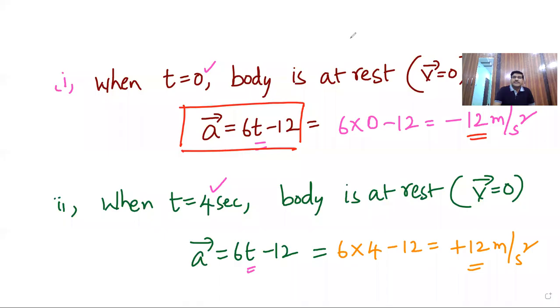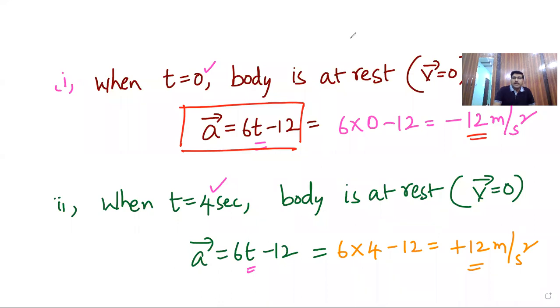Then, if we substitute t is equal to 0 and t is equal to 4 seconds in the acceleration expression, we get the accelerations when the body is at rest. Is it clear?